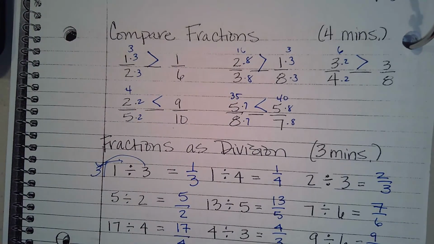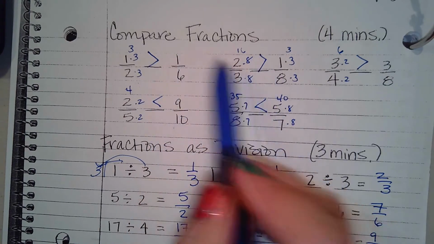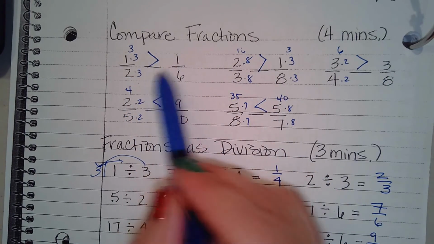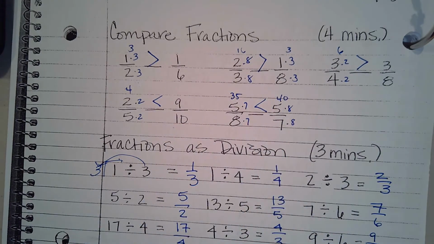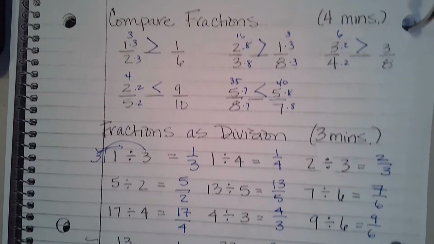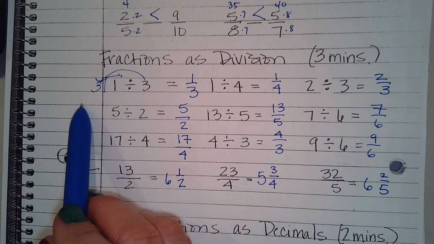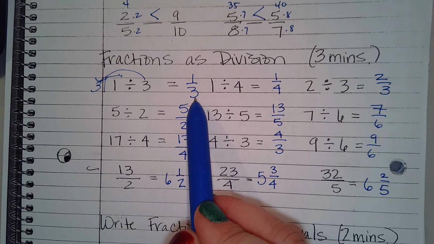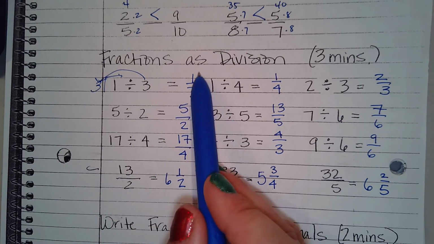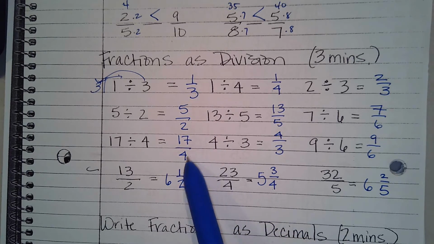Then we have comparing fractions. So I like to create like units in order to compare: greater than, greater than, greater than, less than, less than. See the numbers I created? Then fractions as decimals, reminding myself that the second number is the divisor. The divisor is in that denominator. So 1/3, 5 halves, 17 fourths.